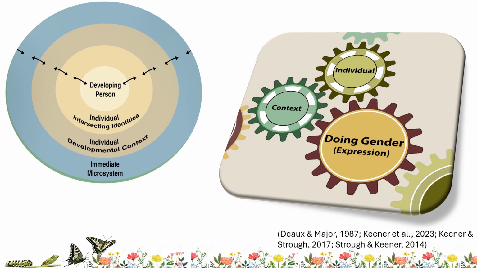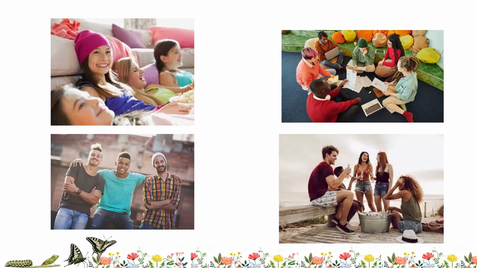So by breaking the microsystem down into two parts, the immediate versus broad microsystems, it provides an opportunity to highlight this important developmental work, looking at the interaction of the individual and the contextual factors on aspects of gender, like doing gender or what we might call gender expression. Here you can see some examples of immediate microsystems, same gender or mixed gender groups hanging out socially or working together.